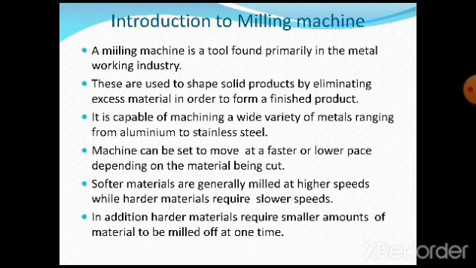A milling machine is a machine tool found primarily in the metal working industry. Generally we use it in a workshop in the industries. These are used to shape solid products by eliminating excess material in order to form a finished product. Whatever the finished product is, it can be produced with the help of a multi-point cutting tool known as a milling cutter. It is capable of machining a wide variety of metals ranging from aluminium to stainless steel. This is very, very important.